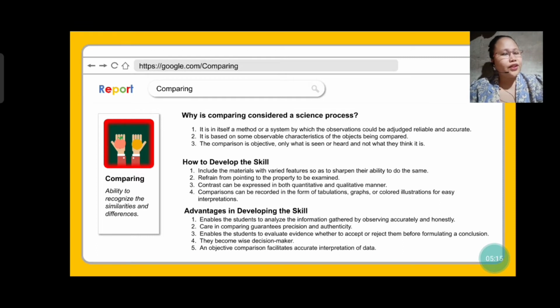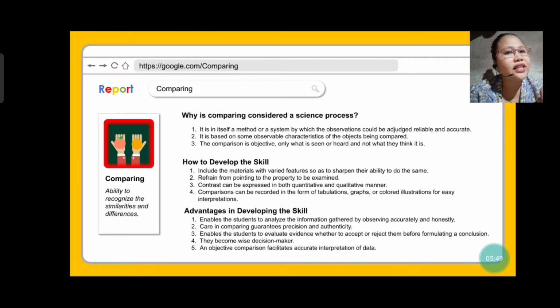So what are the advantages in developing the skill of comparing? First is that it enables the students to analyze the information gathered by observing accurately and honestly. And then, care in comparing guarantees precision and authenticity. Since we include even the little details, the changes in the characteristics, it is authentic and it is precise.